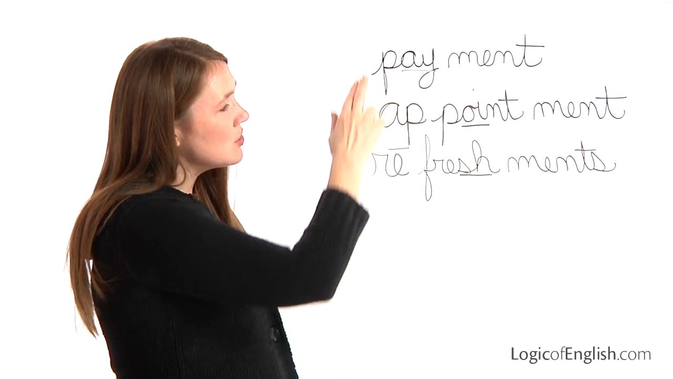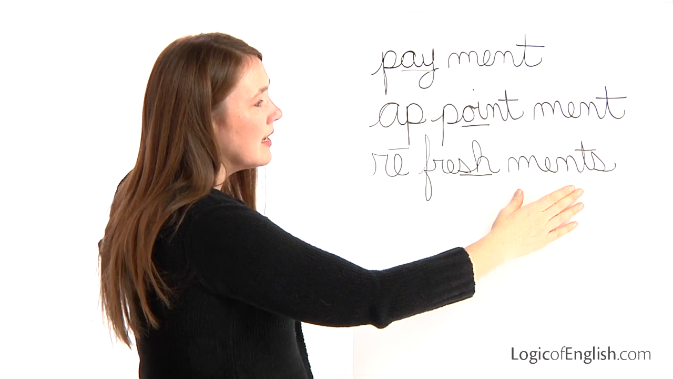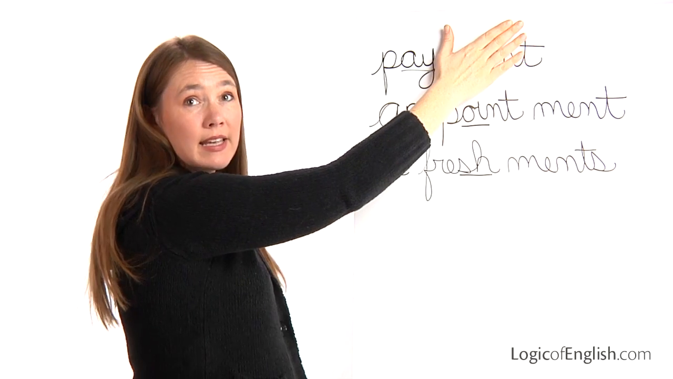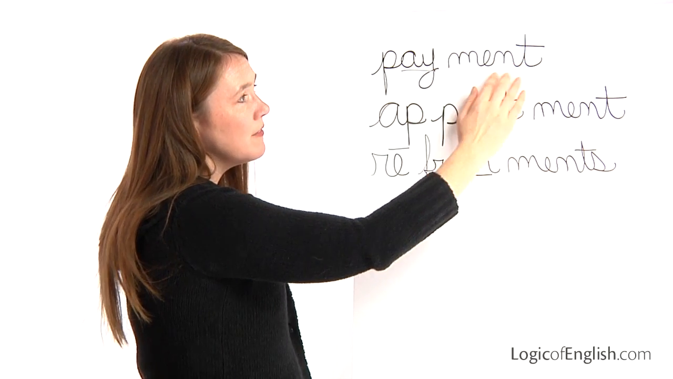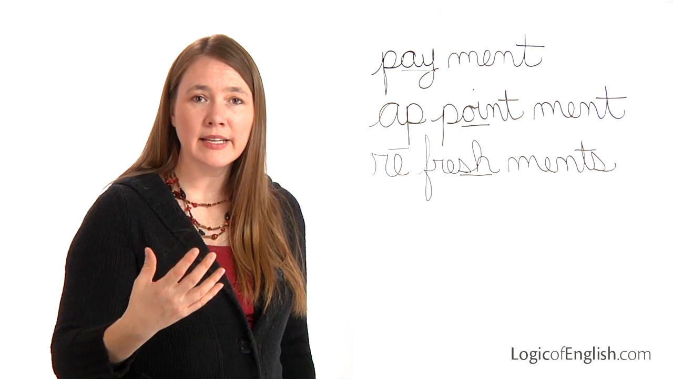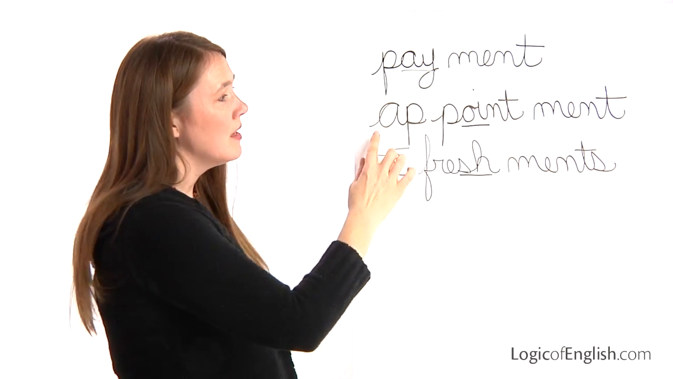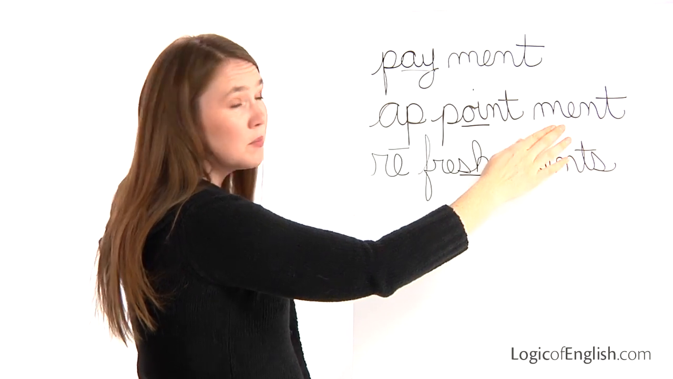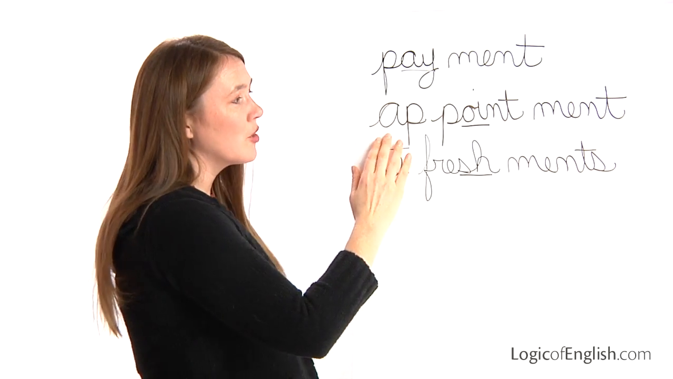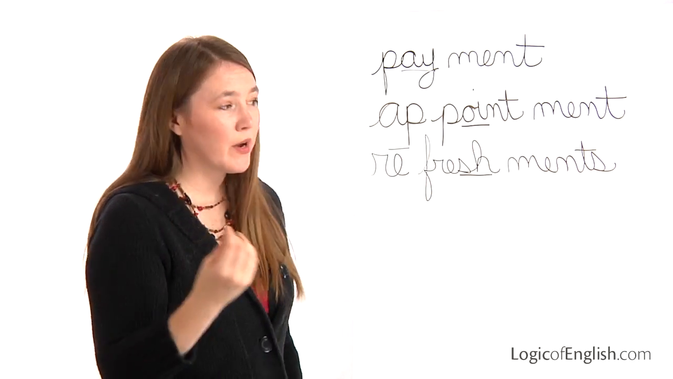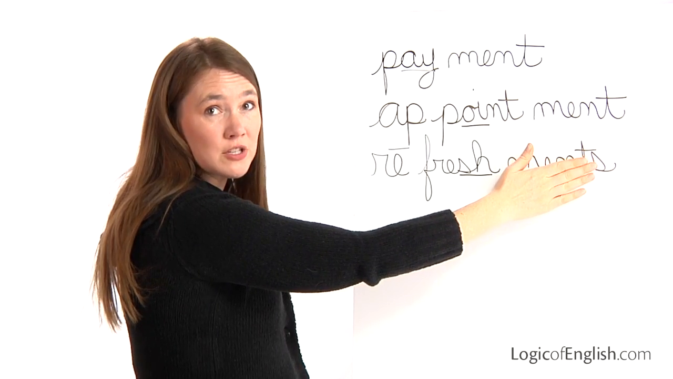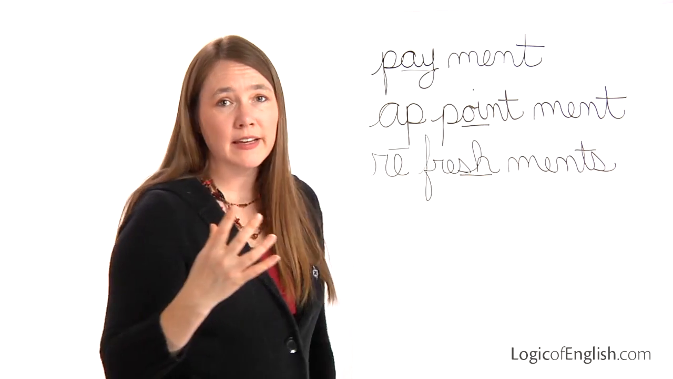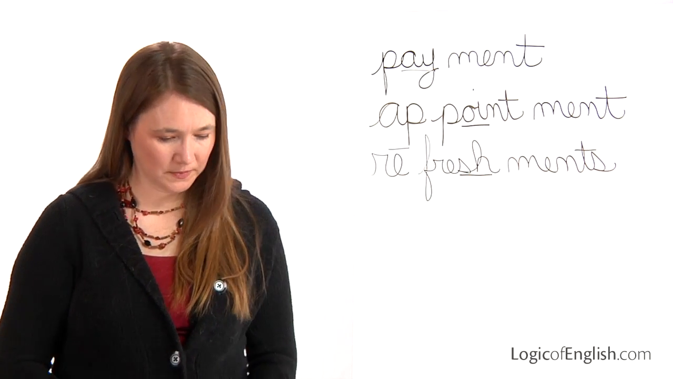Now, what do each of these words have in common? You'll notice it has the suffix ment in common. Now, pay is a verb, and when we add the suffix ment, we turn the verb pay into a noun, payment. Here we have appoint. Appoint is also a verb, and when we add the suffix ment, we turn the verb appoint into the noun appointment. The same with refresh. Refresh is a verb, and ment turns it into a noun. So the ment suffix turns a verb into a noun.